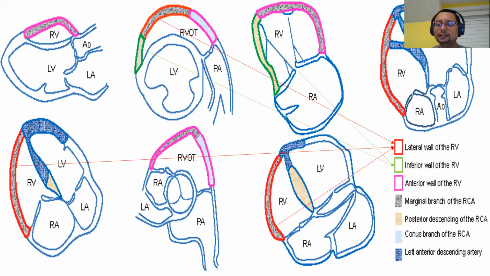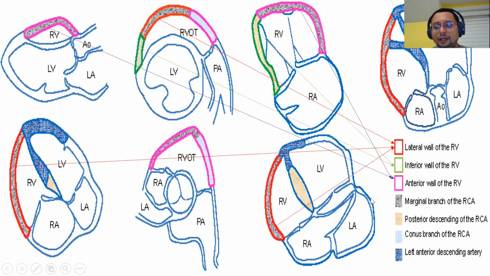Now we have gone through the lateral wall and inferior wall. So lastly, let's look at where we can see the anterior wall. It is quite simple. Anything that is opposite to the inferior wall of the right ventricle is the anterior wall of the right ventricle. Okay, so that is the anterior wall of the right ventricle there. That is another anterior wall of the right ventricle from the top here. So that is the anterior wall of the right ventricle.